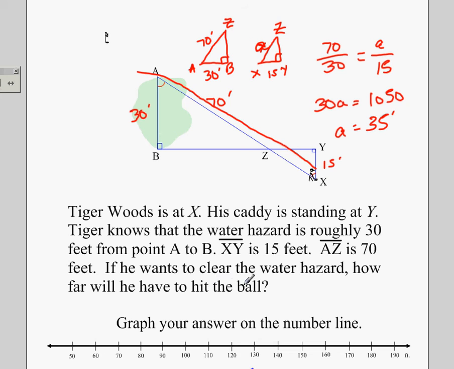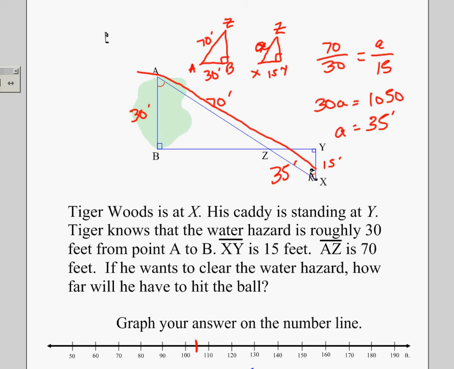Now, that's not my final answer because the question is, if he wants to clear the water hazard, how far will he have to hit the ball? So it's going to be the sum of 30 feet, well, scratch that, 35 feet, plus the 70 feet. So he has to hit it actually 105 feet. 70 plus 35 is 105.